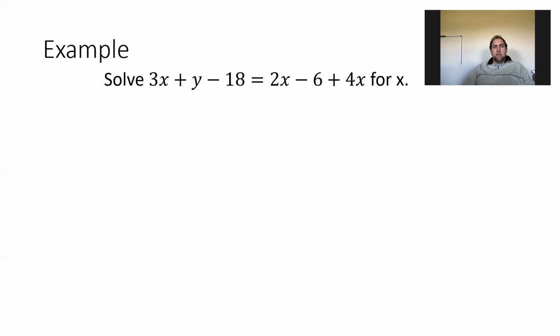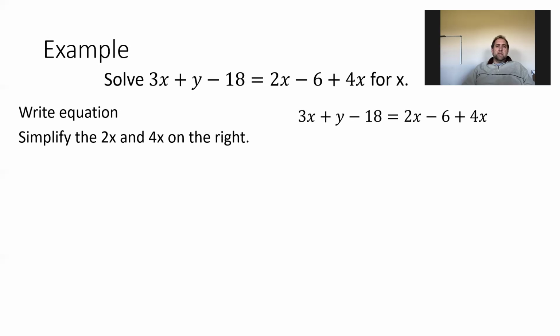So we need to isolate all of the x's on one side. So first of all, let's write the equation down. You copy it correctly. Then let's simplify the 2x and the 4x on the right. So 2x plus 4 more x equals 6x. So now we have the more simplified version.